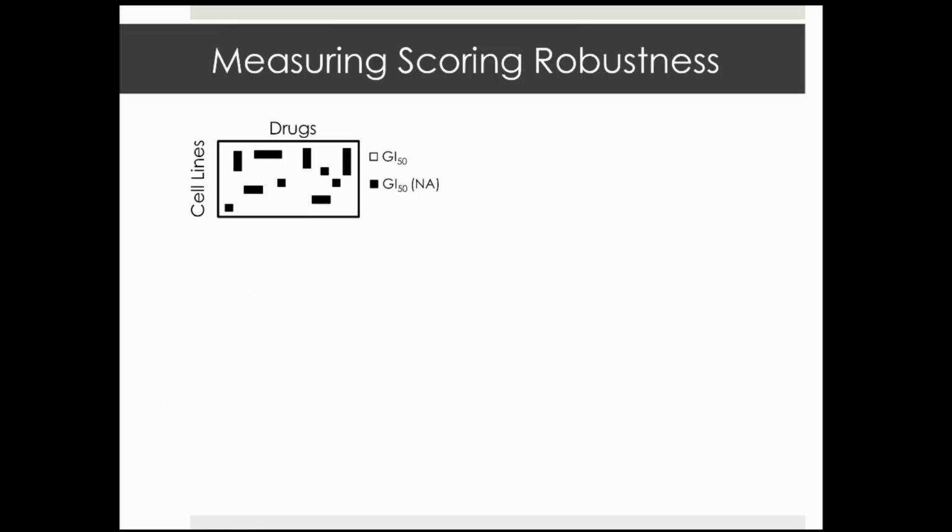In addition, to make sure that the scoring was robust, we also did some subsampling of the data. Here, the schematic is a little cartoon of the drug response matrix, where we're looking at cell lines along the rows, drugs across the columns. In the drug response data supplied, there were some missing values, which are shown in black.